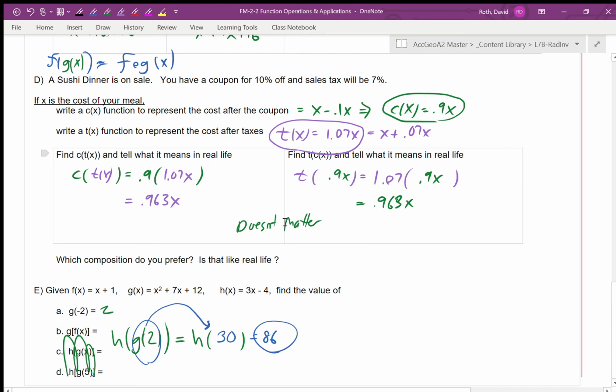Now, it's not always going to be the case. I'll let you think about what would happen if instead of a coupon that was 10% off, let's say the coupon was $5 off. Would it matter which one came first then? That's interesting.